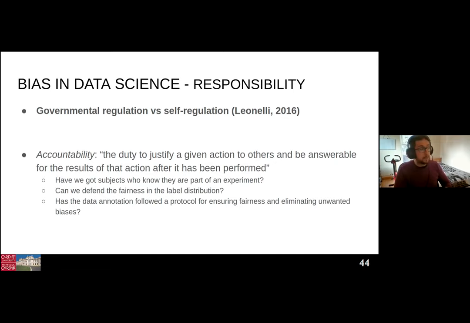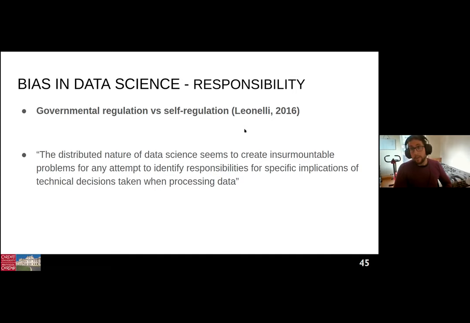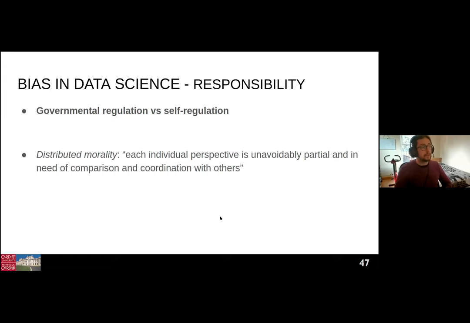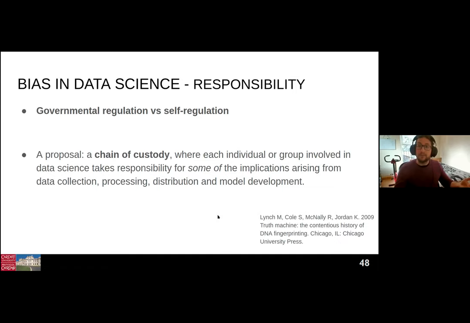So the point of several researchers is that this is very difficult. It's very difficult to pinpoint who is responsible for what. But as an end user, you should be able to get an answer. So Leonelli says that the distributed nature of data science seems to create insurmountable problems for any attempt to identify responsibilities for specific implications of technical decisions taken when processing data. Talks about distributed morality and proposes a chain of custody. But of course, this is something that needs to happen top down, although collaboration between actors in data science would also be useful.